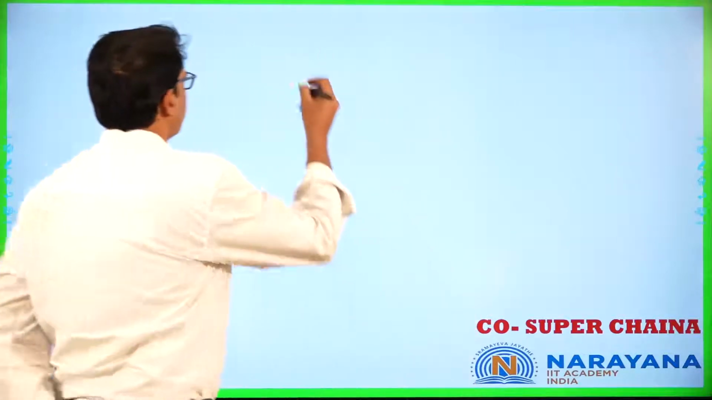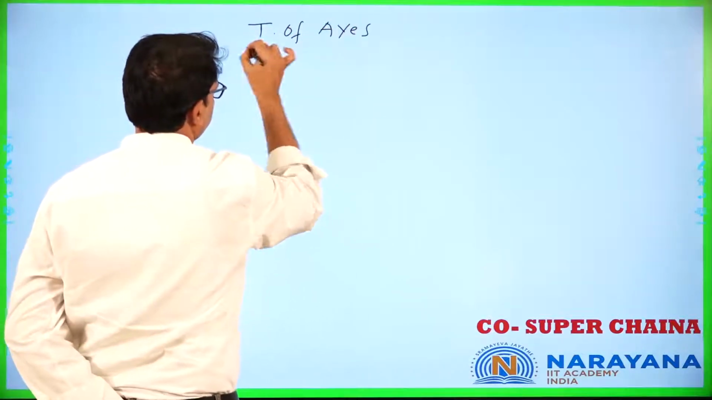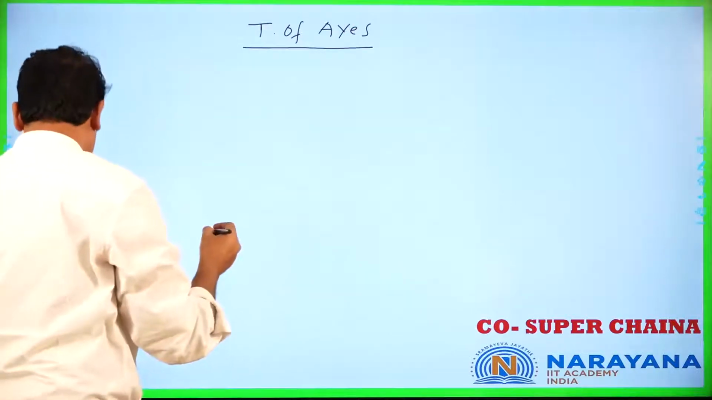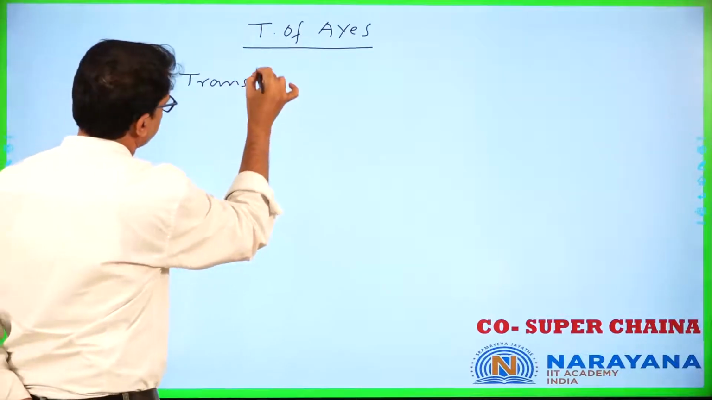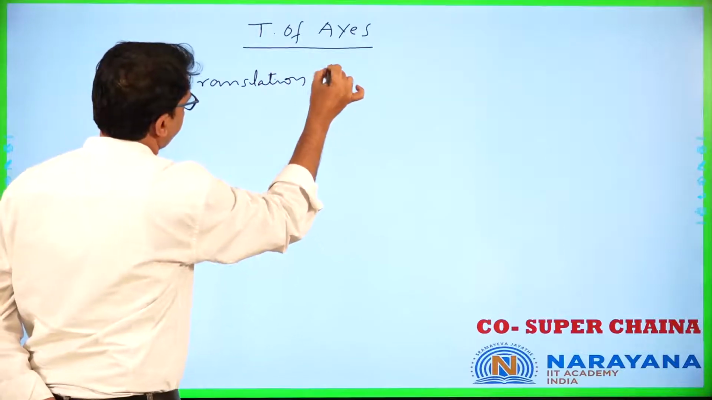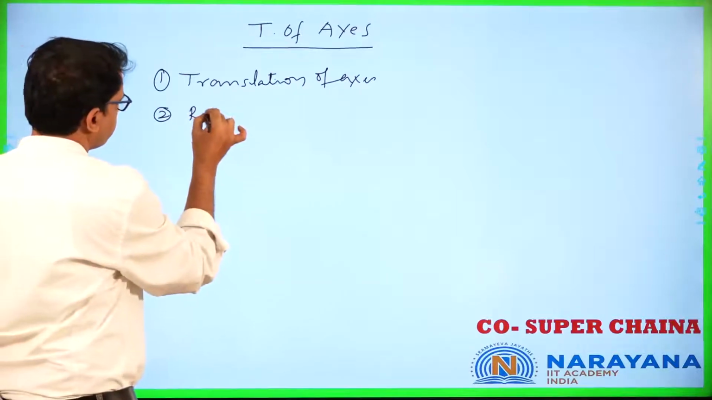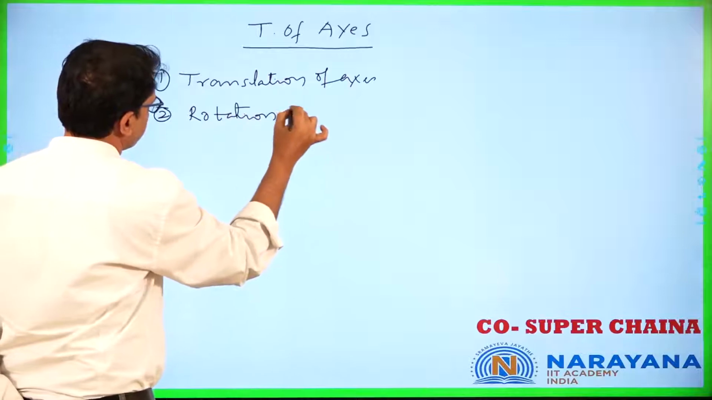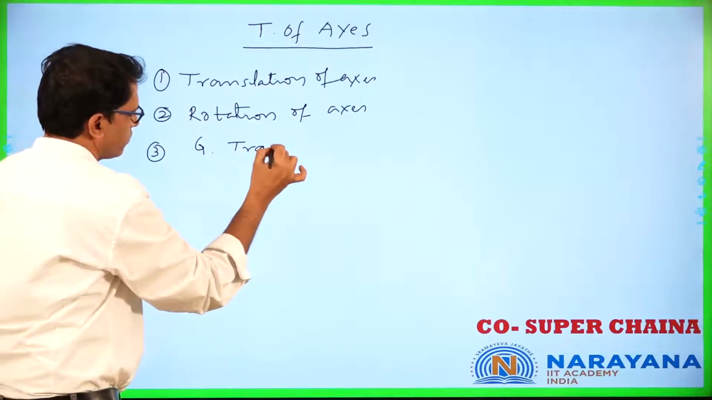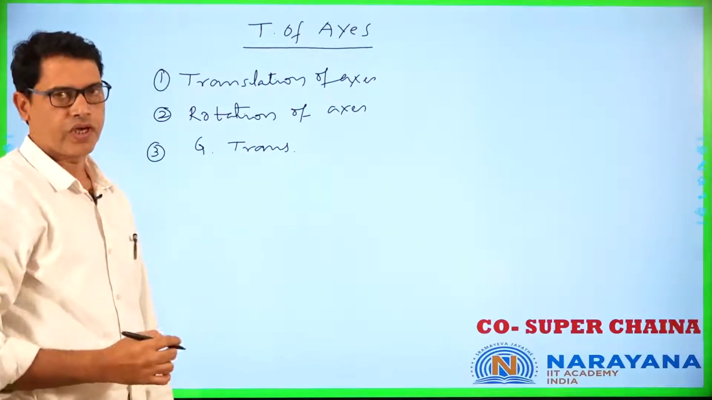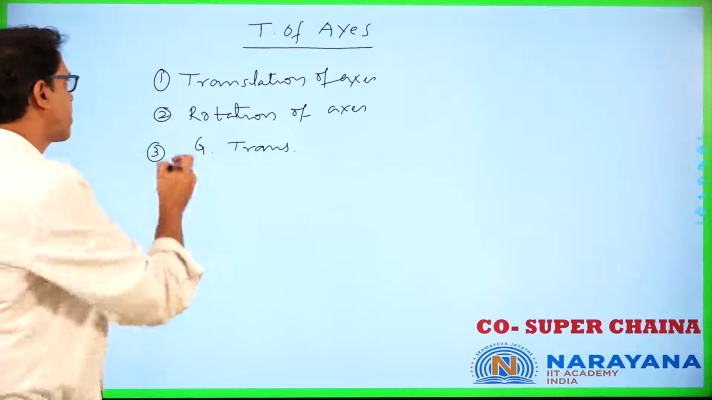Transformation of axes is of three types. One is a translation of axes, second one is a rotation of axes, and third one is a general transformation. In today's class, let us do some basic, conceptual problems on translation of axes.